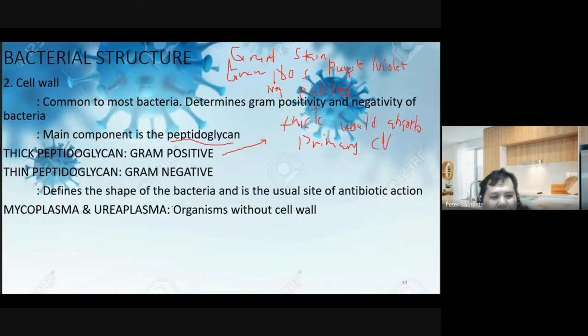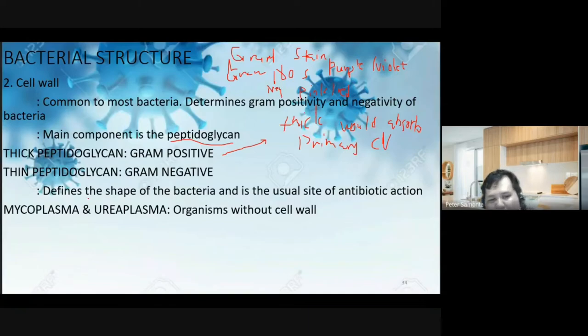While your thin peptidoglycan would have less to none of absorbing your primary stain, making it gram negative. So it has what we call a secondary stain, your safranin. So that would make it gram negative. I'll discuss that in a future module. So if the peptidoglycan is thick, gram positive, appearing purple or violet. If thin peptidoglycan, gram negative, appearing as pink or reddish.